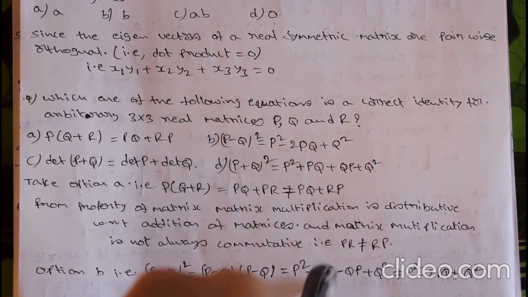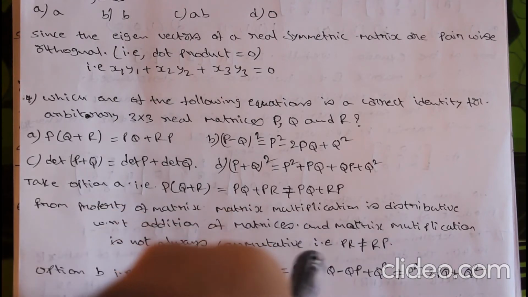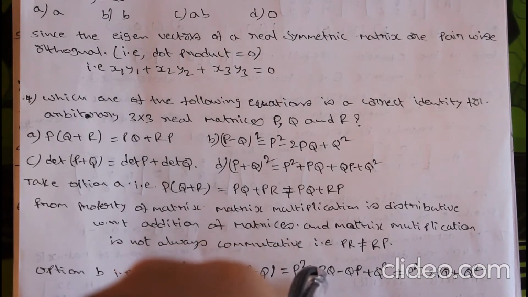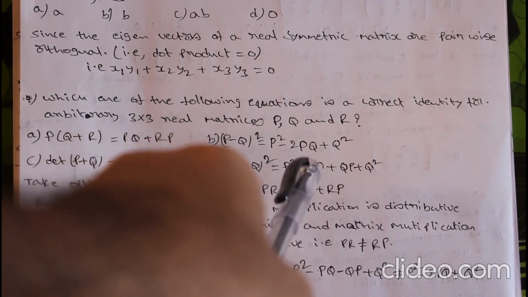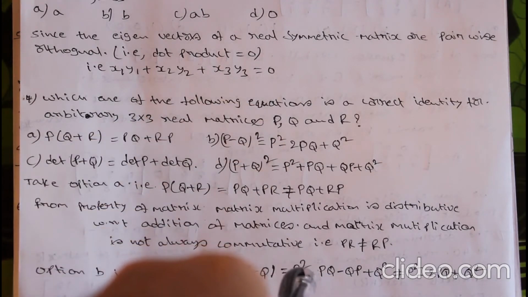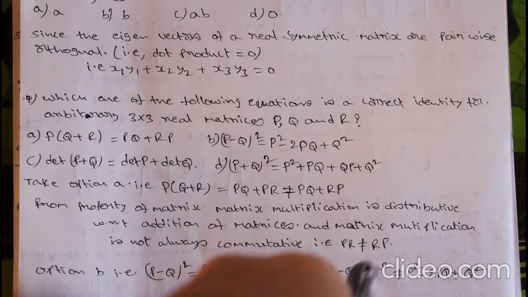So from matrix multiplication not being always commutative, that cannot be correct. That means QP is not always equal to PQ. So option B is also eliminated. Actually, (P minus Q) whole square is equal to P square minus PQ minus QP plus Q square, which is not equal to P square minus 2PQ plus Q square.